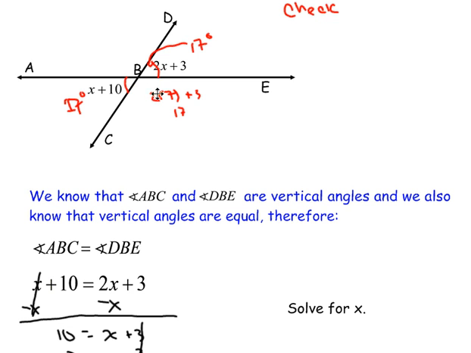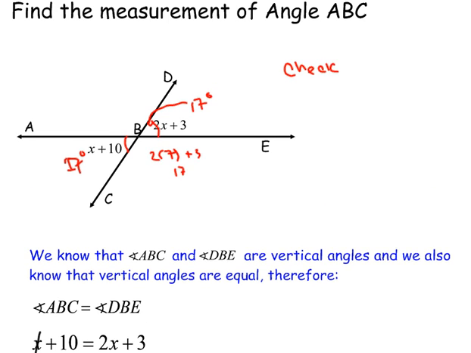So it works for both expressions. We get 17 on both expressions when we substitute for x. So that's a nice way to check to see that you got it right. If we didn't get the same thing for both angles, we know we did something wrong because these two angles are supposed to be equal to each other in measurement.